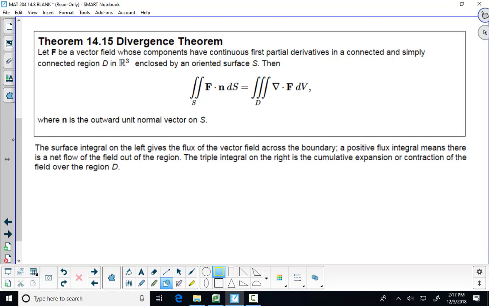Wait, they equal each other? Yeah, so this symbol right here, we're finally to the point where we can say that it means equal. It means equal. Yay! Finally.